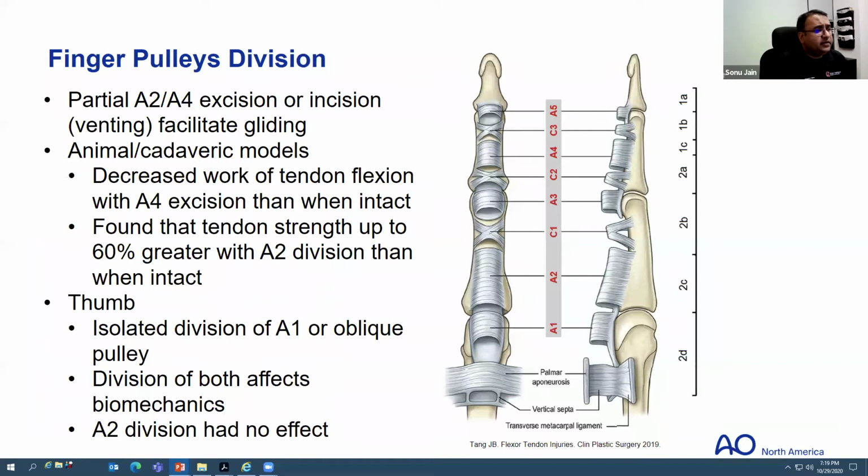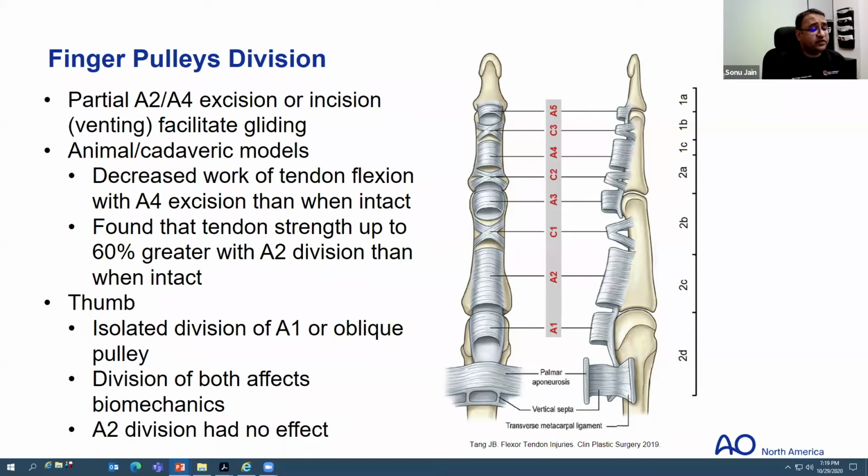So looking at the finger pulleys and the division, you can vent the A2 and A4 like I mentioned earlier. What's interesting is that when you vent some of these pulleys, it decreases the work of the tendons, which makes sense because you don't have the friction across the repair. It was also found in animal models that tendon strength was up to 60% greater when you divided part of the pulleys. Not to say you should divide the entire A2 pulley, but it did allow for increased strength. With the thumb, you want to be careful. You have 3 main pulleys, which are your A1, your oblique, and your A2. I'm not going to go into the variable, but you can divide the A1 or the oblique, but you cannot divide both.